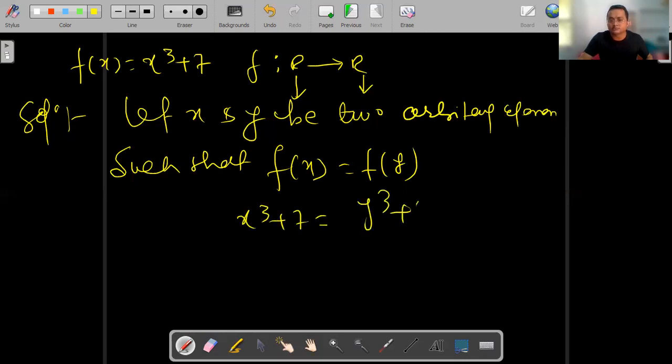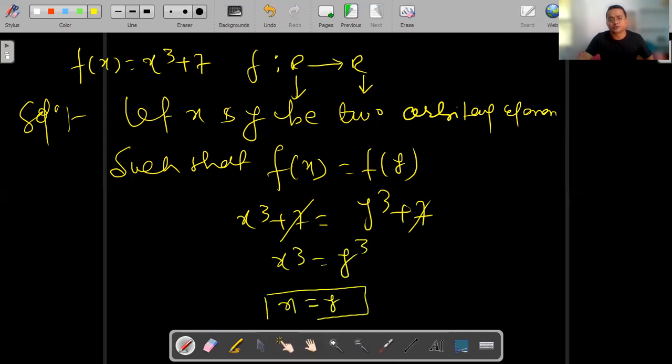Y cube plus 7. Getting this? Simply, I have put y in the function, that's it. So you can see 7 and 7 get cancelled, then we are getting x cube is equal to y cube. So what can we write? We can write x is equal to y. So finally we have got x is equal to y.